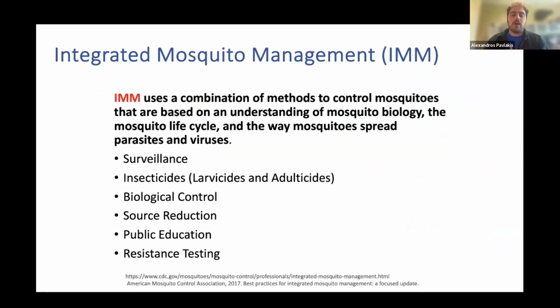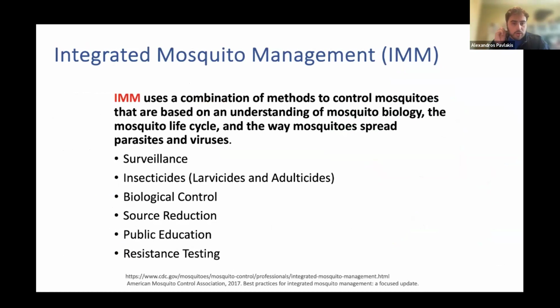Now that we understand integrated pest management as a whole, integrated mosquito management is just a more specific set of pillars to control mosquitoes. An integrated mosquito management system uses a combination of methods to control mosquitoes that are based on an understanding of the mosquito's biology, behaviors, life cycle, and the way that they spread parasites and viruses.